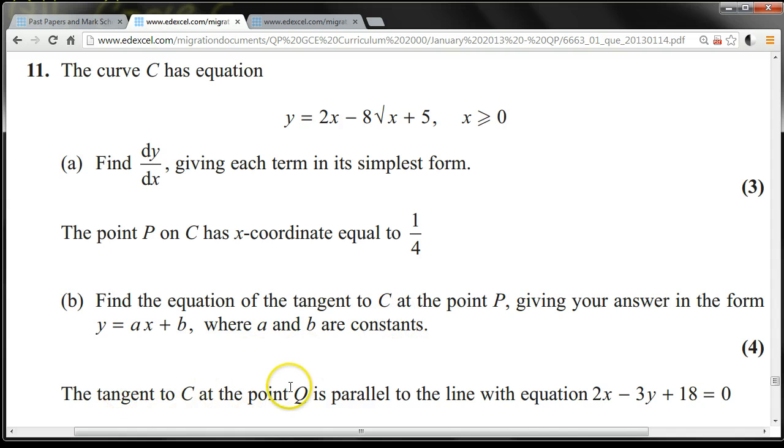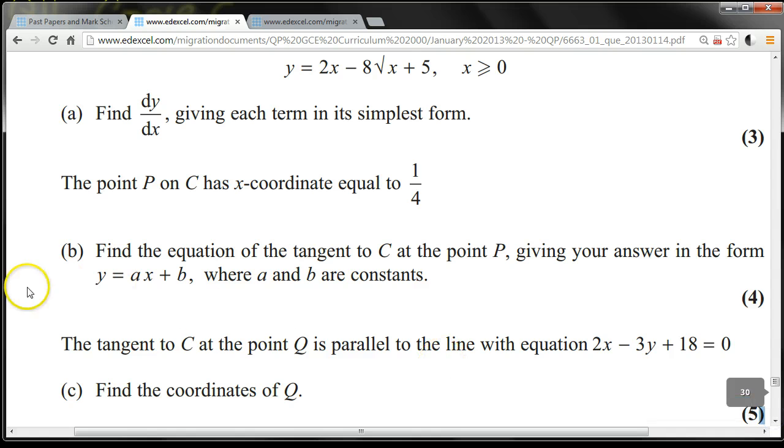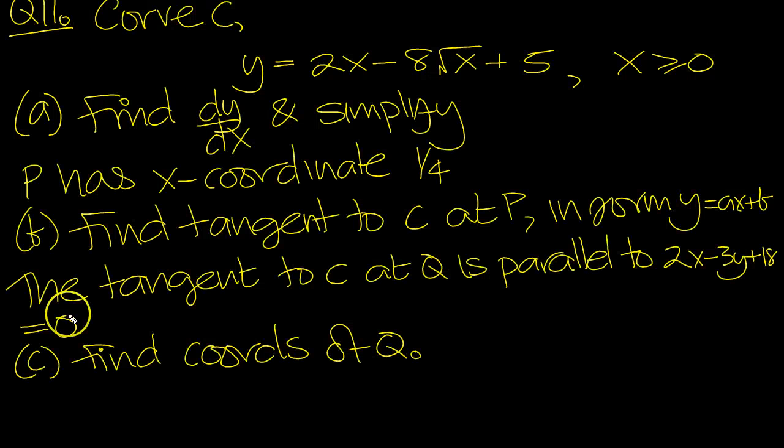The tangent to C at the point Q is parallel to the line with equation here. Find the coordinates of Q. Okay, that's the question then. I've got the problem here.